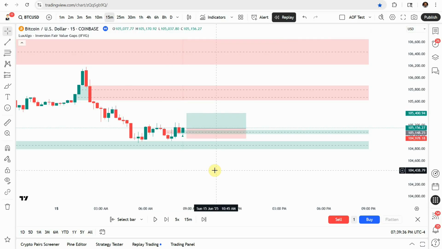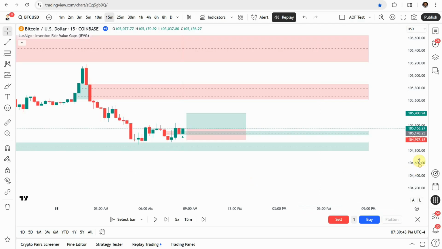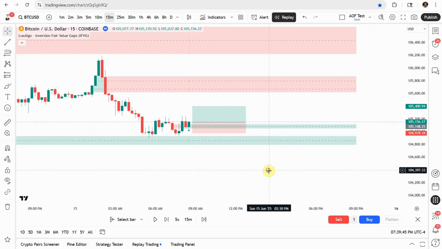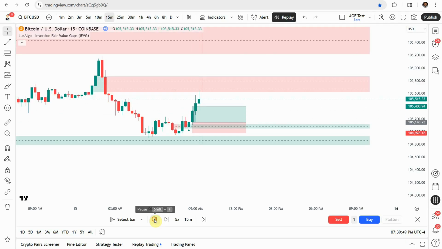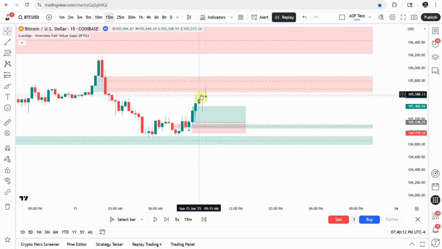Now, in the source video, I believe they were doing a 1 to 3, but again, I'm a rule breaker, kind of do things the way I want to see how things play out. So let's go ahead and play this one forward and see how it plays out. And you can see that we get this really nice push to the upside, getting us to our take profit.